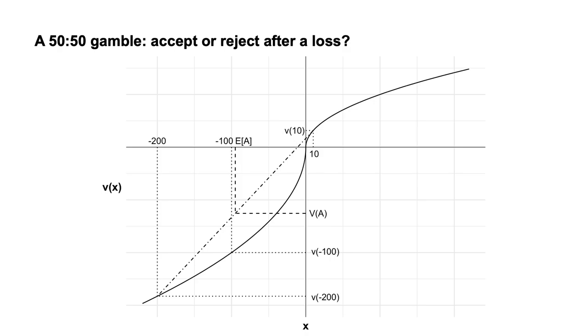The two possible outcomes, $200 below the reference point and $10 above the reference point, plus their values, are marked. The weighted value of those two possible outcomes is also marked with the expected value, E of A, projected onto the line between the two outcomes to give V of A. It is visually apparent that V of A is above the value of a loss of $100, the outcome if Albie does not accept the gamble. As a result, Albie wants to accept the gamble.